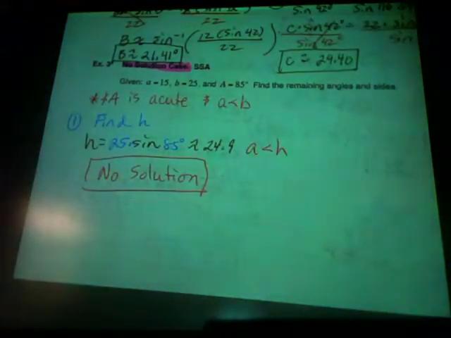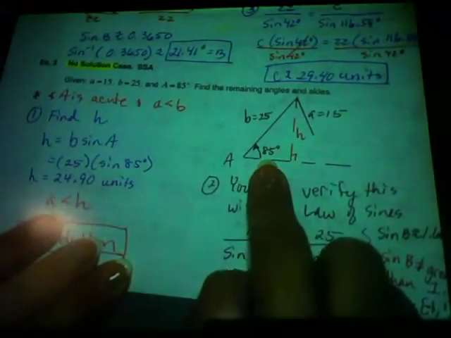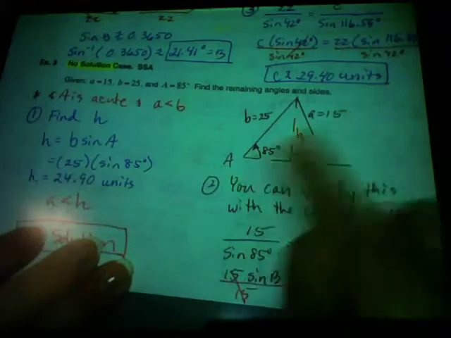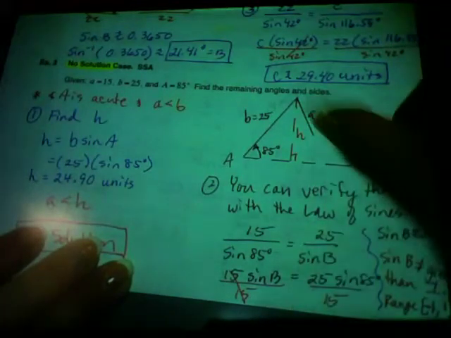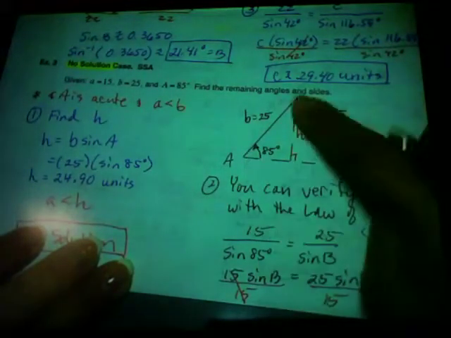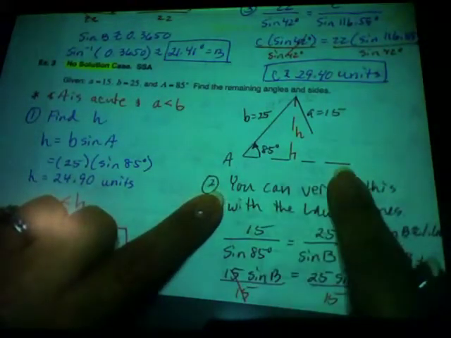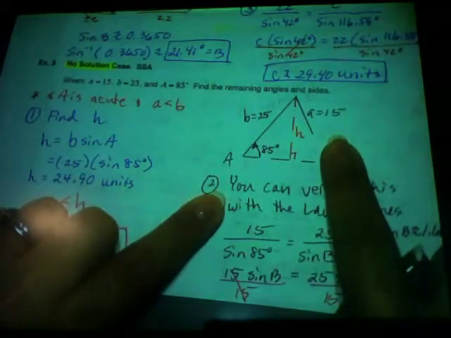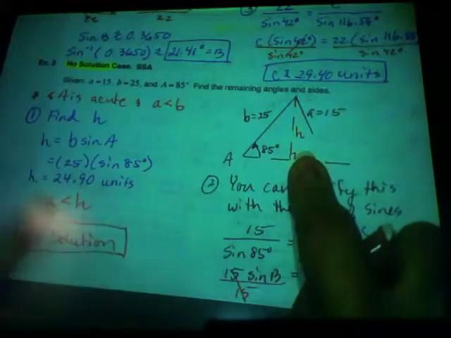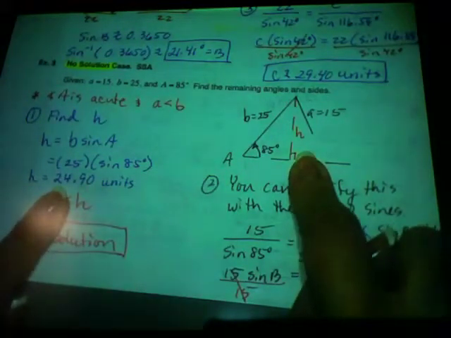So I want to show you something. I'm going to prove to you that it's no solution. Okay, you ready? You can choose to write this down or not. It's your choice. But I just want to explain. If I were to try to draw this, here's my 85 degrees. My side a would be across from here, it'd be 15, and then this is 25, so I made this visibly less than this one, right? There's no way, number one, that that line can move up to there at that point. Here's my height, which we just found was 24.9 units.